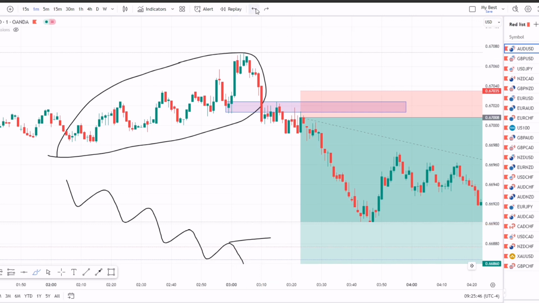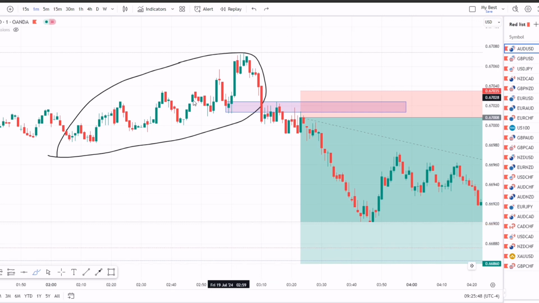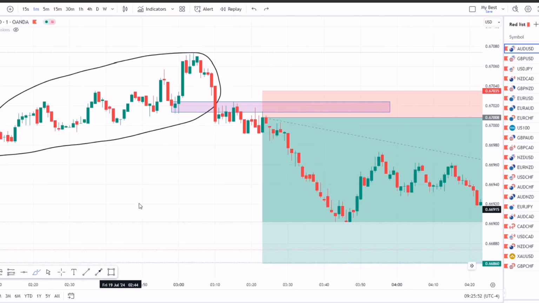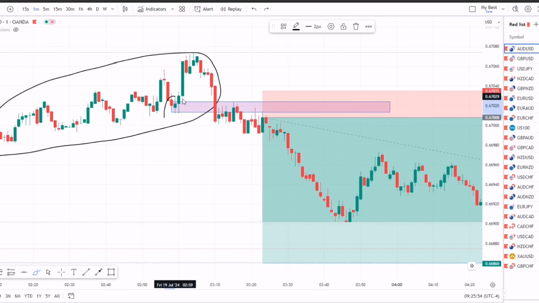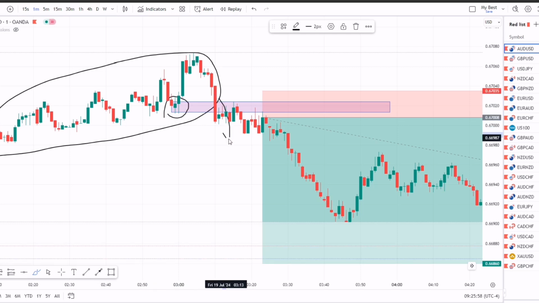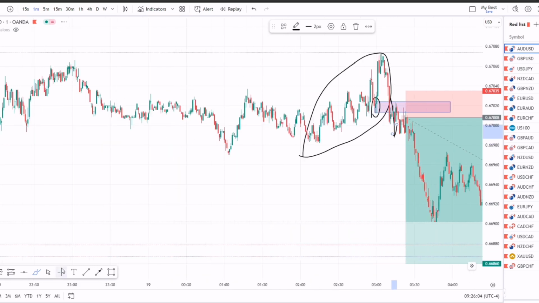Right there, this was the upward zigzag-like movement, and then I marked that last key level. Price came to close below it. At least I saw this one earlier, placed the trade, and then you let price do the rest.